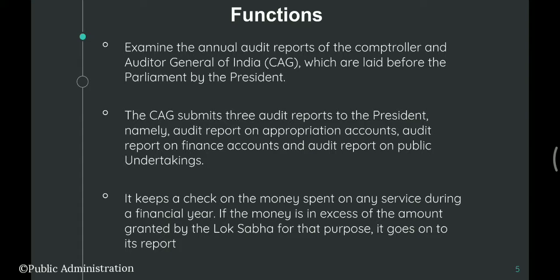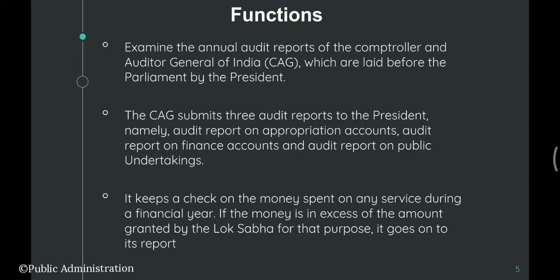The CAG submits three audit reports to the President, namely the audit report on appropriation accounts, the second one the audit report on finance accounts, and the final one the audit report on public undertakings. These are the three audit reports submitted by the CAG to the President. The public accounts committee examines these annual audit reports of the Comptroller and Auditor General of India. That is the major function of the public accounts committee.